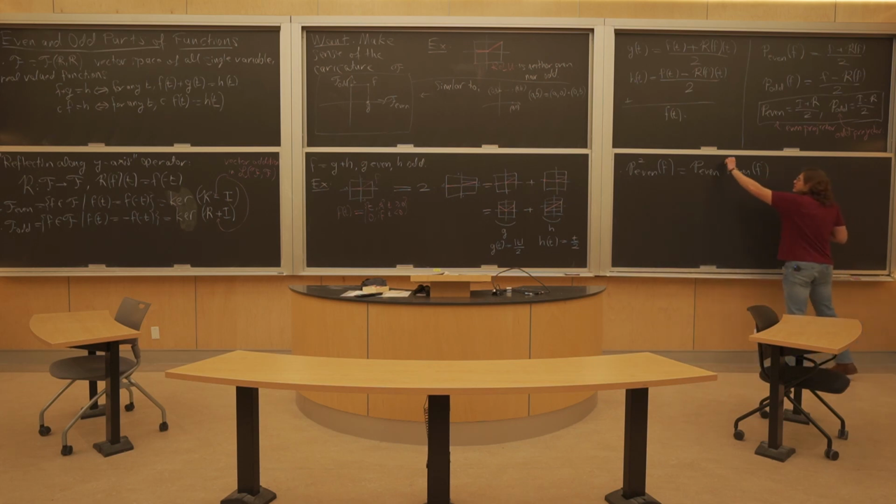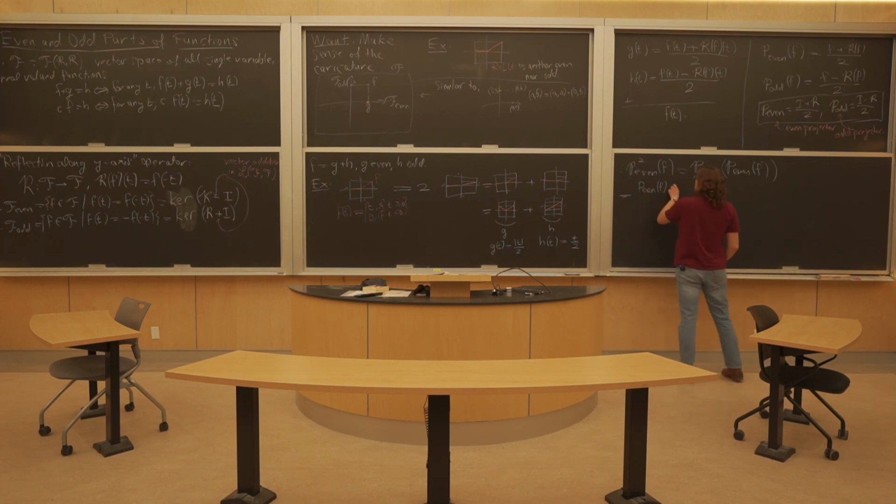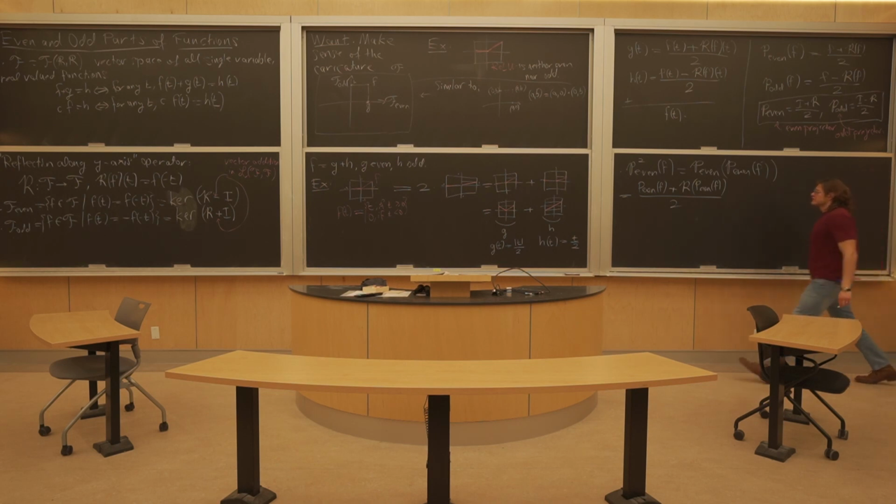Okay, let's write it out. Let me first open up this. Based on that expression, this is nothing but p even of f plus r of p even of f, divided by 2. Okay, let me now plug in a t value to open things up further.